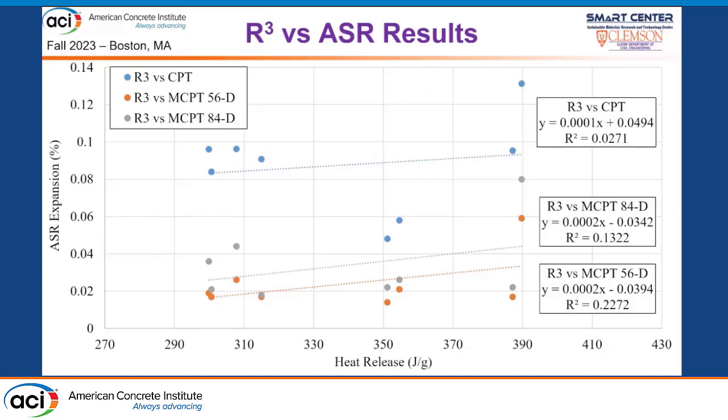And we believe it's primarily caused by the test environment, because in the R3 test, the test temperature is relatively high, 40 degrees Celsius, and the pH of the environment is extremely alkaline. So we believe that this kind of environment may increase the reactivity of these materials.